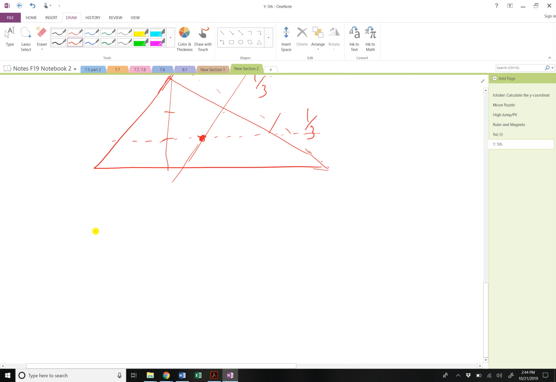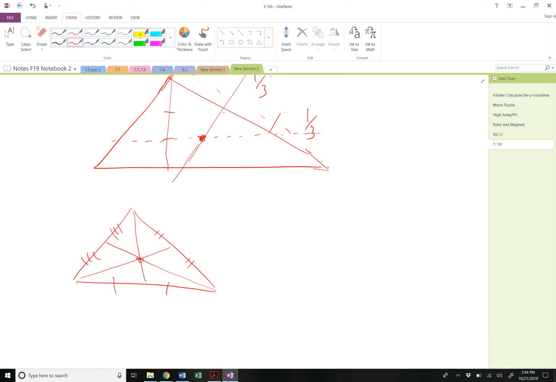If you're just dealing with triangles, the easiest way to find the centroid is to connect medians. Where these lengths are the same, and these lengths are the same, the centroid will be right there. And this length here is 1/3 of this entire length, and this piece here is 2/3 the entire length. Okay, in the last 5 minutes, let me show you why these are so cool.